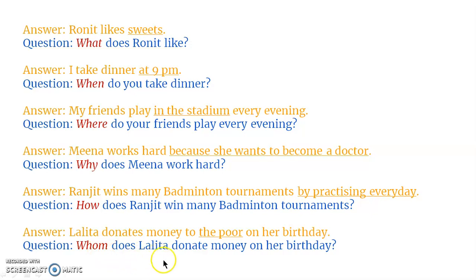Next, whom does Lalita donate money to on her birthday? So, here you will take help of the question word whom. Where you want to know the person. For example, Lalita donates money to the poor. To whom? Who is the person who receives the money? The poor. Okay, the poor on her birthday. Lalita donates money to whom? To the poor on her birthday. So, you have to take help of the question word whom. Okay, whom will give you the idea about the person. Whom does Lalita donate money to on her birthday? It will give you the idea of the person.